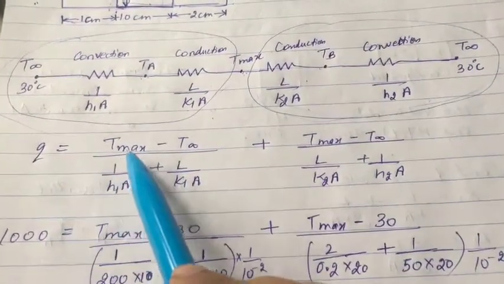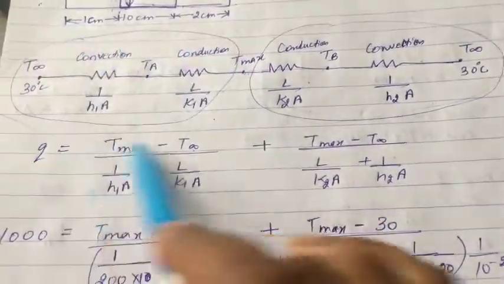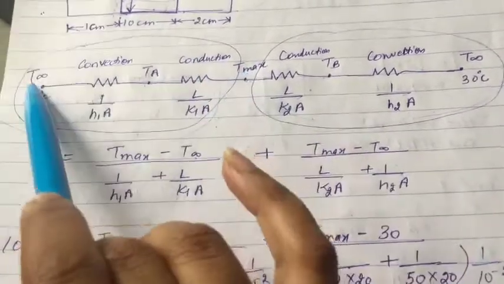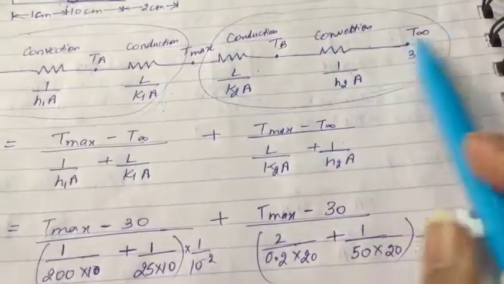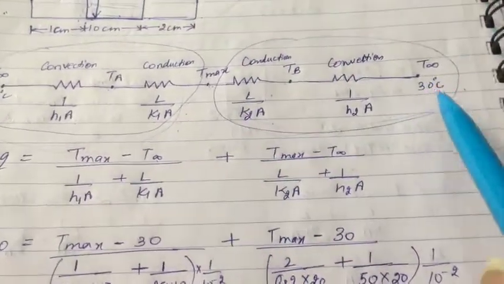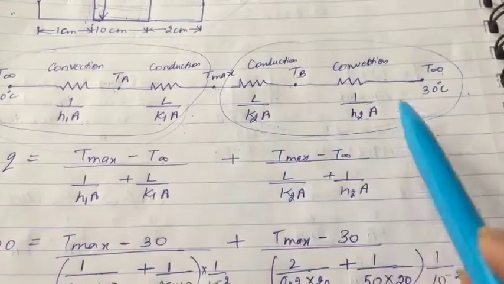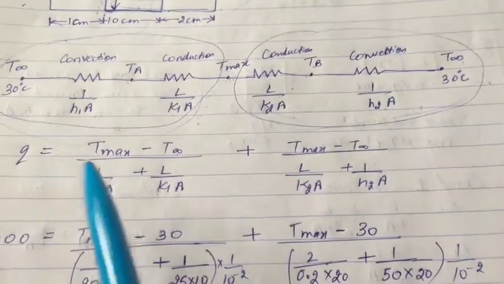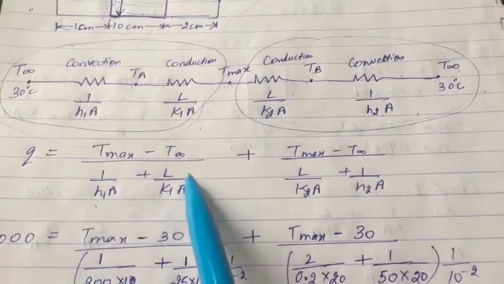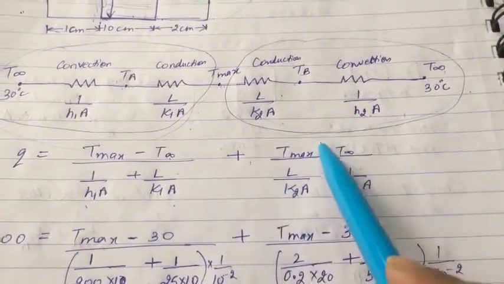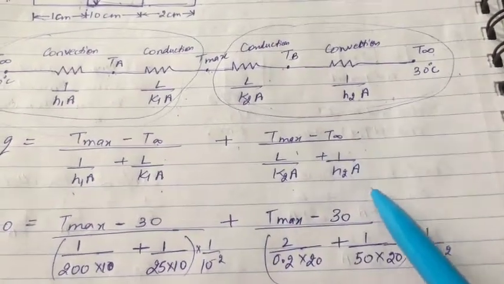So delta T would be T max minus T infinity for this part, T max minus T infinity by the sum of resistance between them. Then plus for this portion, the delta T would be T max minus T infinity upon the sum of these resistances. So Q would be T max minus T infinity upon 1 by H1A plus L by K1A, plus T max minus T infinity upon L by K2A plus 1 by H2A.